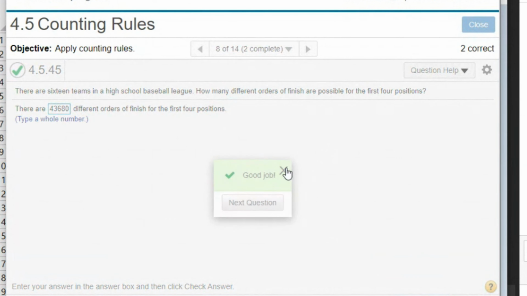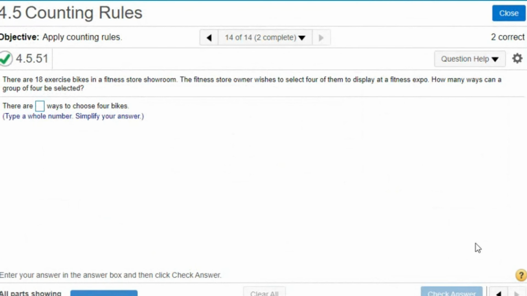How about one more problem? Let's take a look at this one. There are 18 bikes in a fitness store, and the fitness store owner wishes to select 4 of them to display. How many ways can a group of 4 be selected? Okay, now is this problem a permutation or a combination? Well, does order matter here? No, so this is a combination problem.